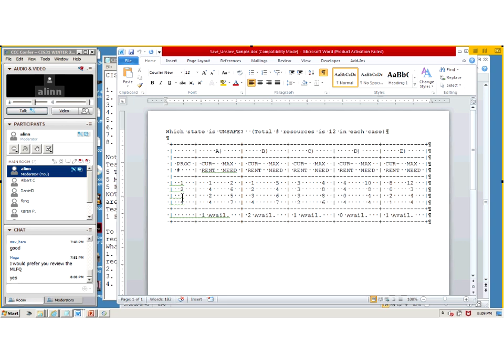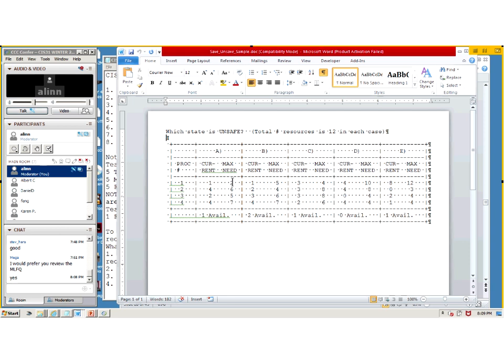You have 4 processes, and there's 5 states of the process. Each one of these is a state. We don't know if the state is safe or unsafe, but we want to say which state is unsafe. So 4 of them must be safe, and 1 of them is unsafe. So let's see if A is safe. And here's how we would do it.